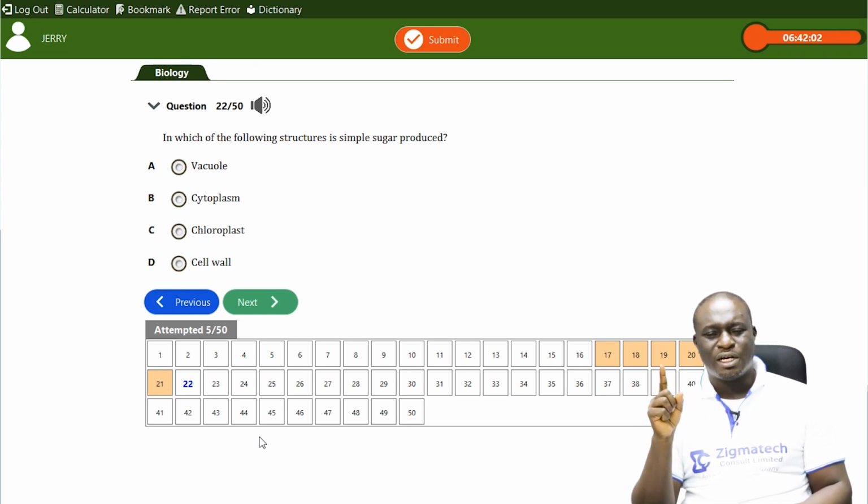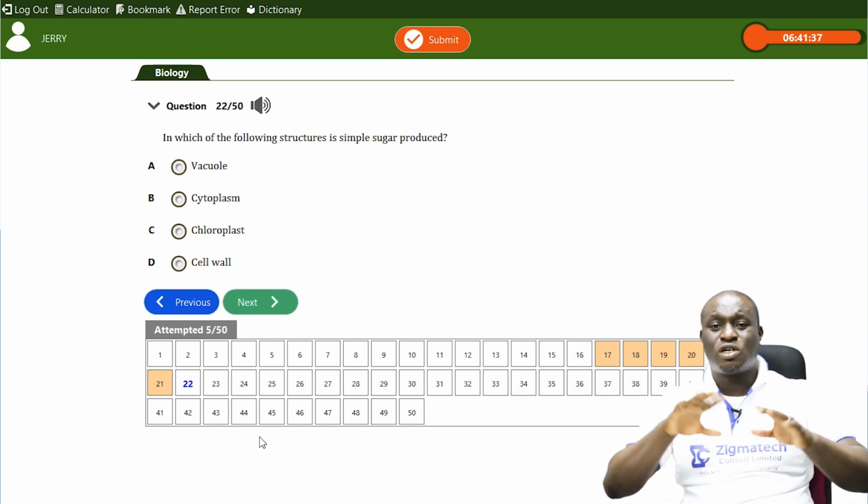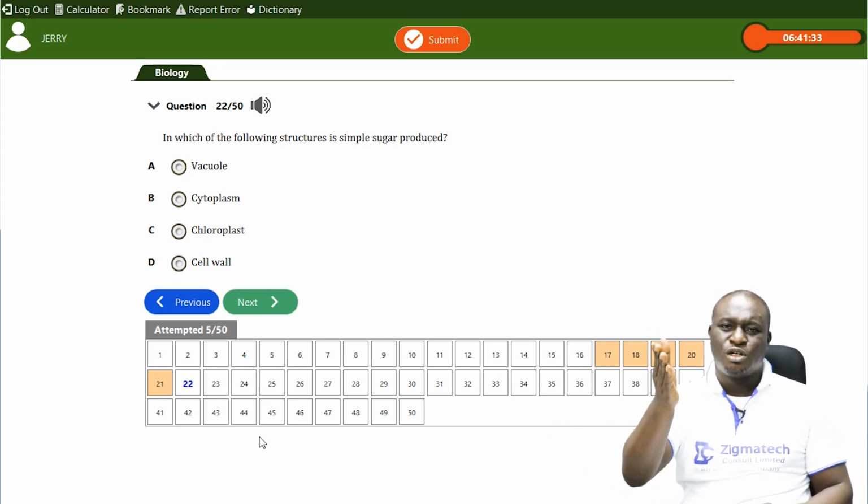not the food vacuole. The question did not say that it stores simple sugar or food substances. The food vacuoles in plants help to store food. The cytoplasm is just the internal environment for organelles to be in. The chloroplast plays a major role in photosynthesis. And the cell wall is what gives shape. The structure is made up of cellulose, so it has nothing to do with the production of simple sugar.